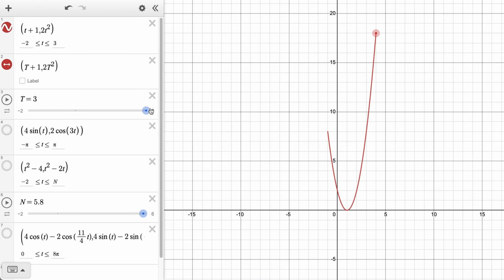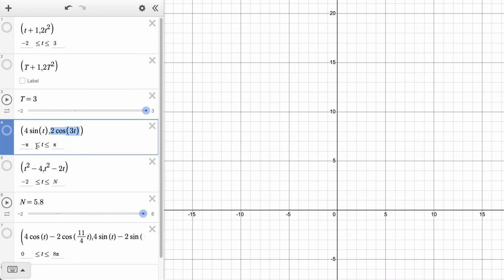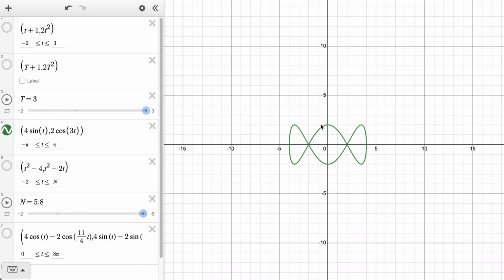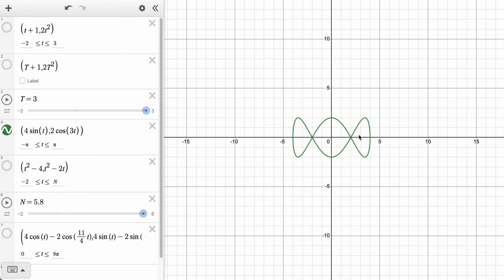We can describe many interesting graphs using parametric equations. Here's one example. If we take x equals 4 times sine of t, and y equals 2 times cosine of 3t, and if we let the parameter range from negative pi to positive pi, we get this graph. Notice here that x is not a function of y. This does not pass the vertical line test, but it's a perfectly good curve that we can describe using parametric equations. Here's another interesting curve.